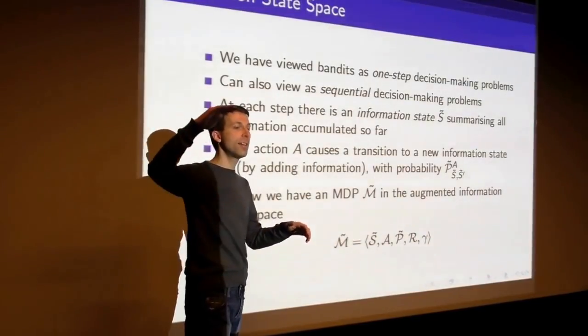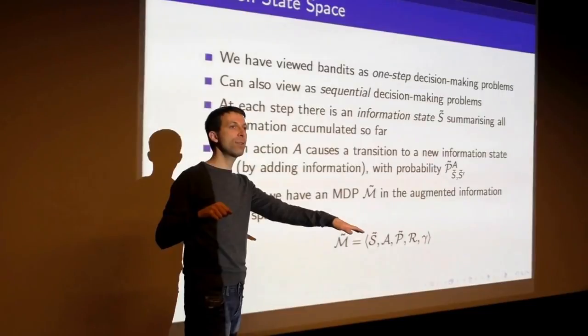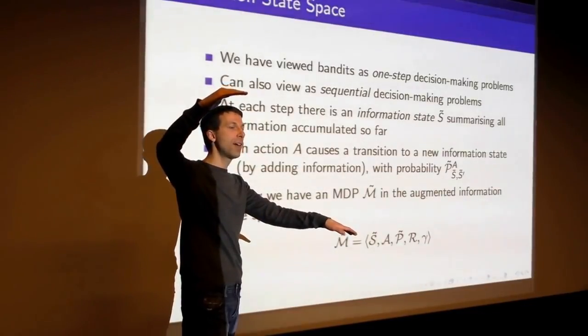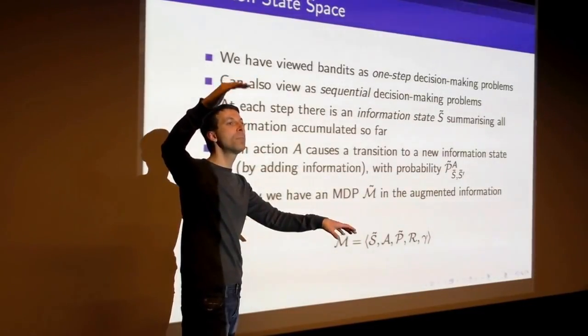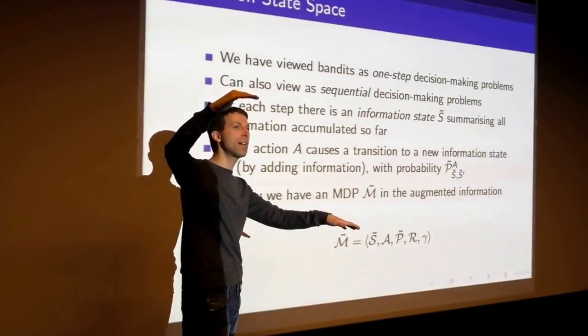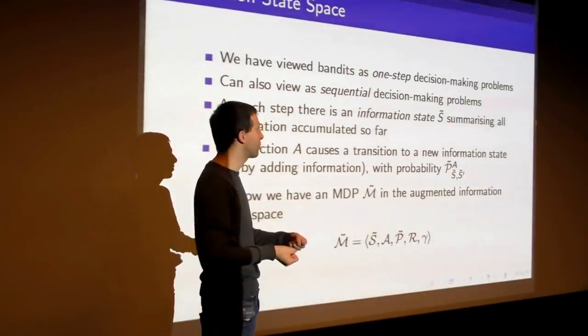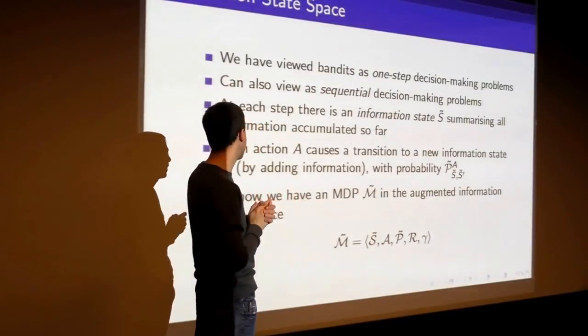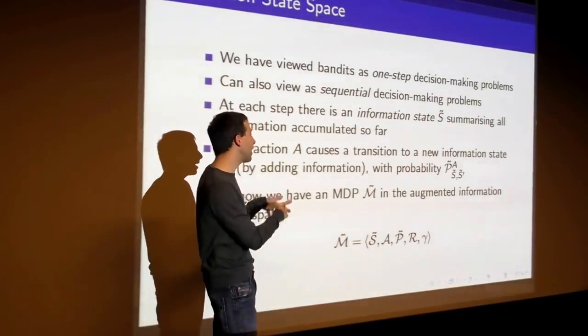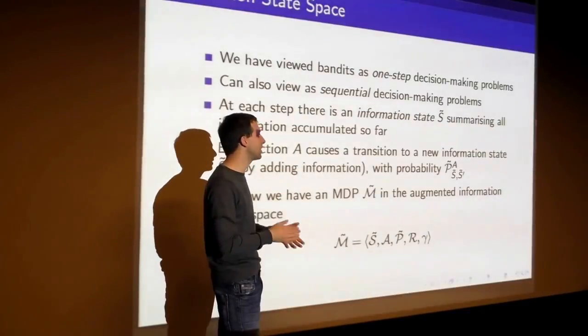I know that if I was in a state where I've pulled this lever 3 times and this lever 5 times, and I pull this lever again, then I'll be in an information state where I've pulled this lever 3 times and this lever 6 times. That's my transitions. I've got an MDP now where I'm transitioning from information state to information state. And so we can define an MDP over information states now.